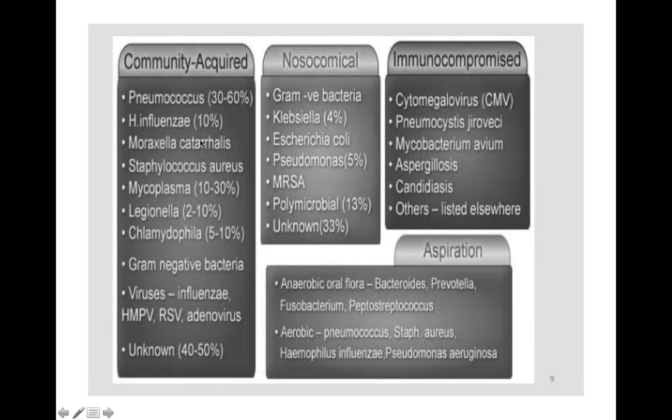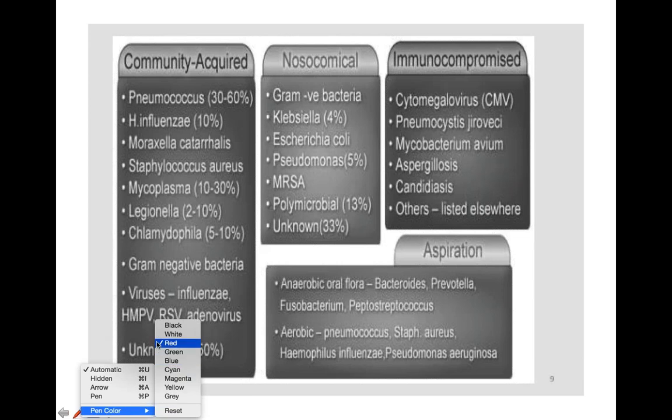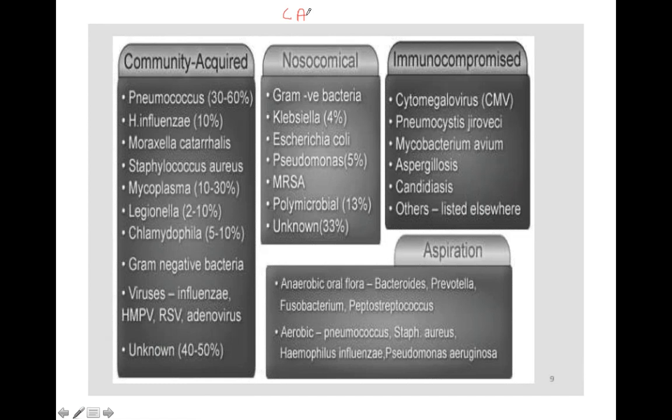And here are the causes. So we have community acquired pneumonia, which is divided into typical and atypical. And we have other types of pneumonia also, nosocomial, which we get from hospitalization.